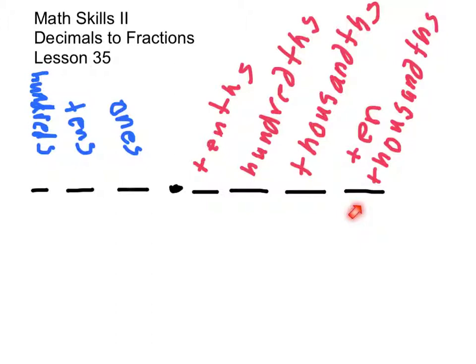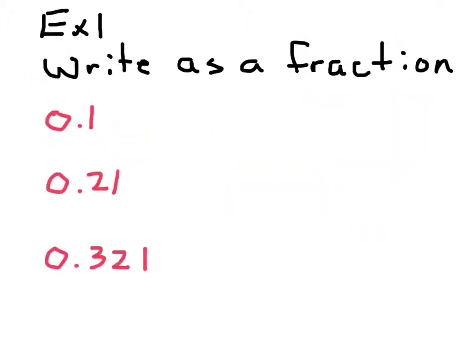So we want to keep this place value chart in mind as we're thinking of these problems. You have a copy of your place value chart, so make sure you reference that. All right, let's take a look at example 1. What we're going to do in example 1 is write as a fraction. So what I have is 3 examples of decimals.